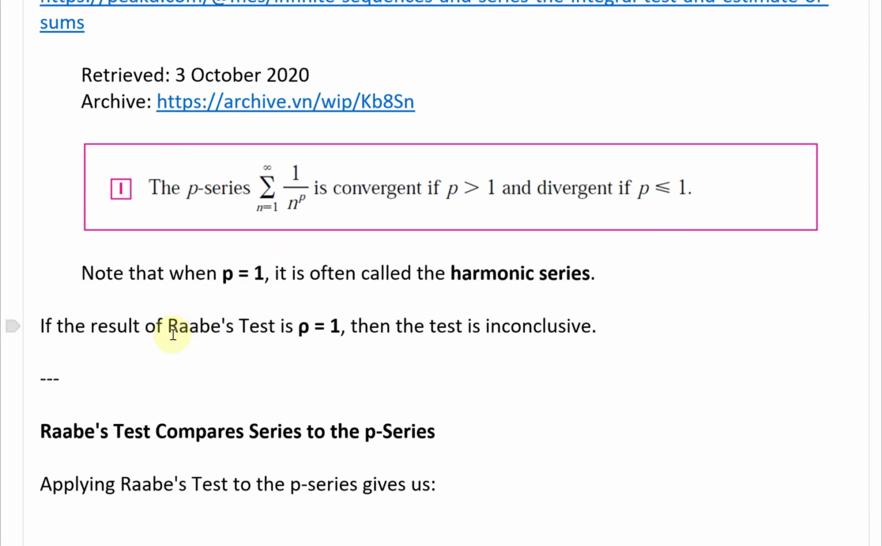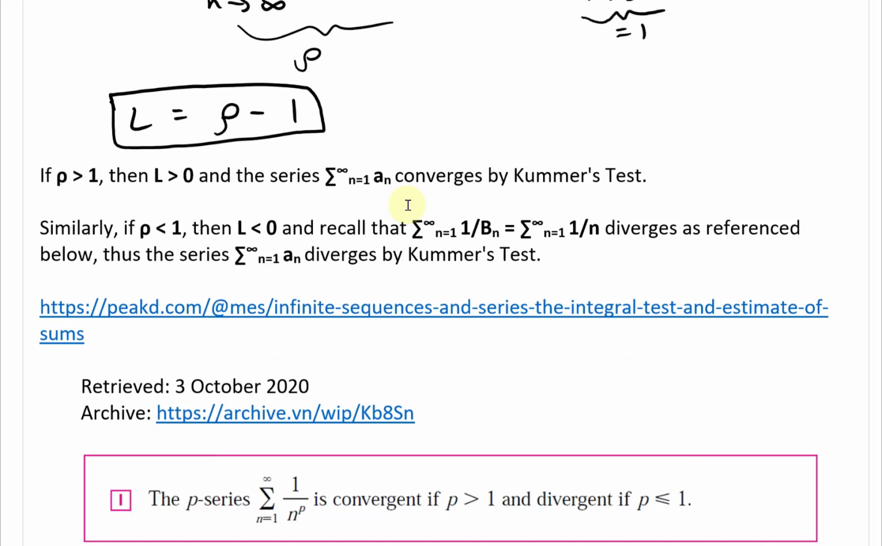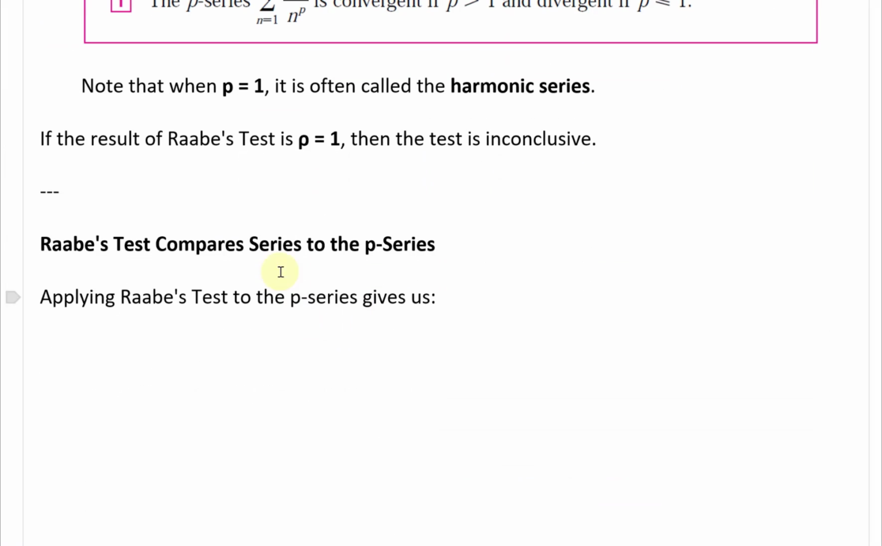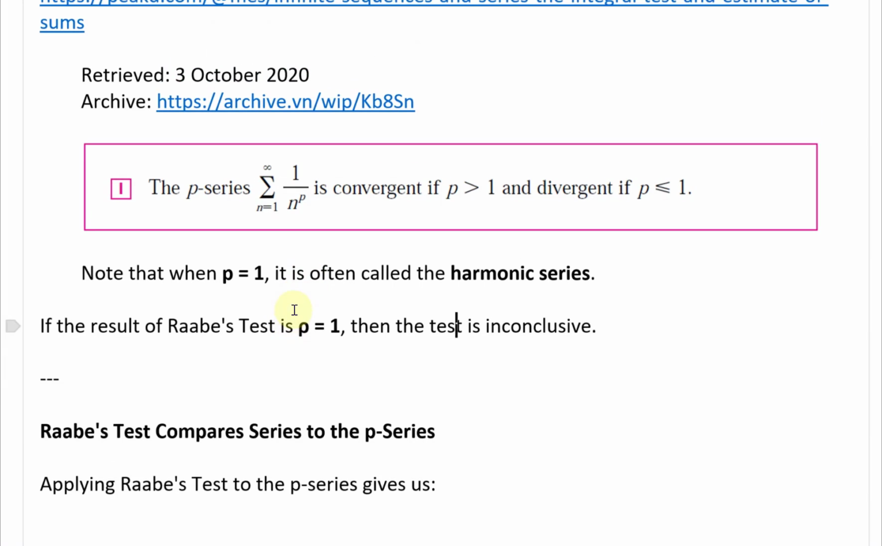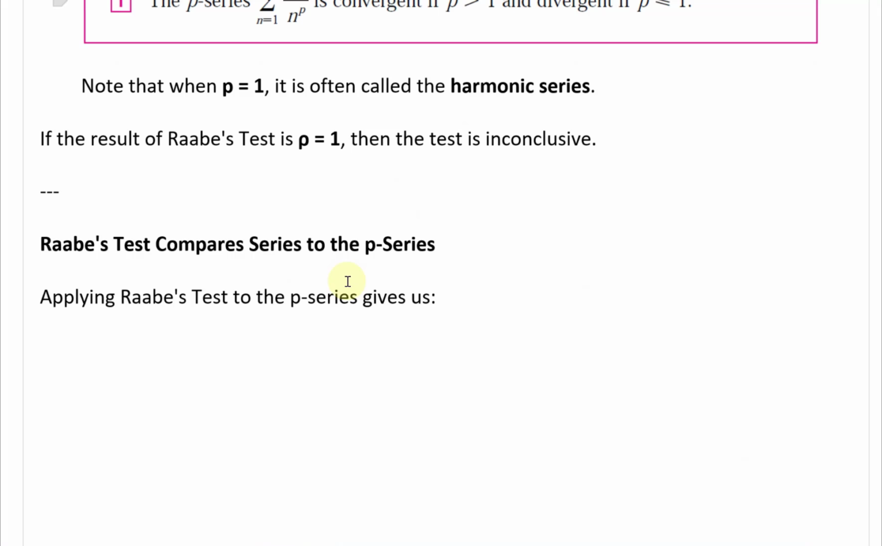So if the result of Raabe's test is rho equals 1, then the test is inconclusive, because we get the case L equals 1 minus 1 is 0. Yes, it's inconclusive for Kummer's test too, but we don't include that in Kummer's test because you could change the bn and see what result you will get.